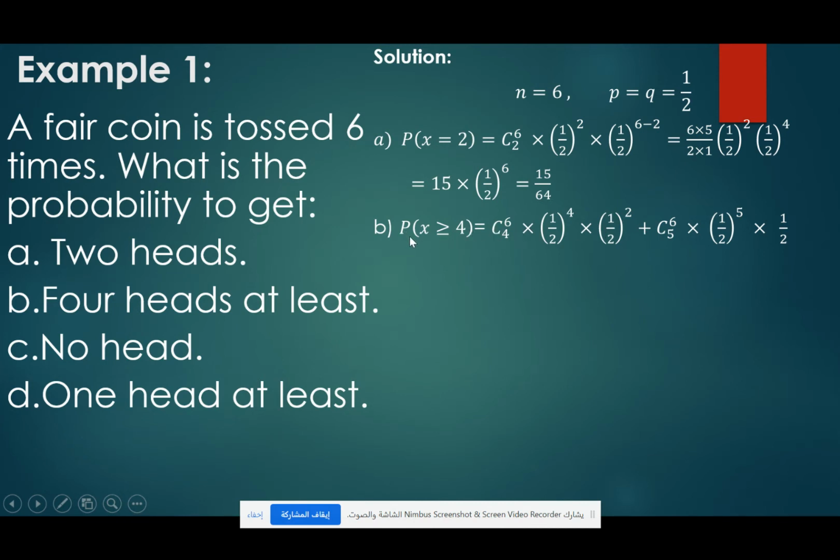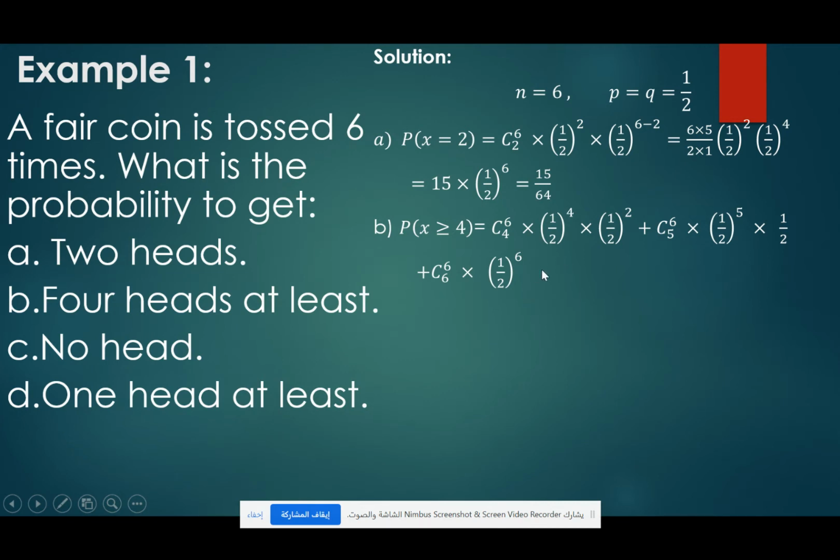After that, you can apply the rule: in the combination, the first x is 4, then you write 5 instead of x, or 6 instead of x, because it is at least 4. So let's apply the rule: 6 combination 4 times half to the power of 4 times half to the power of the difference, which is 2, plus 6 combination 5 times half to the power of 5 times half to the power of 1, plus 6 combination 6 times half to the power of 6. You might write 1 over 2 to the power of 0, the difference between 6 and 6, which is 1, so no need to write it.